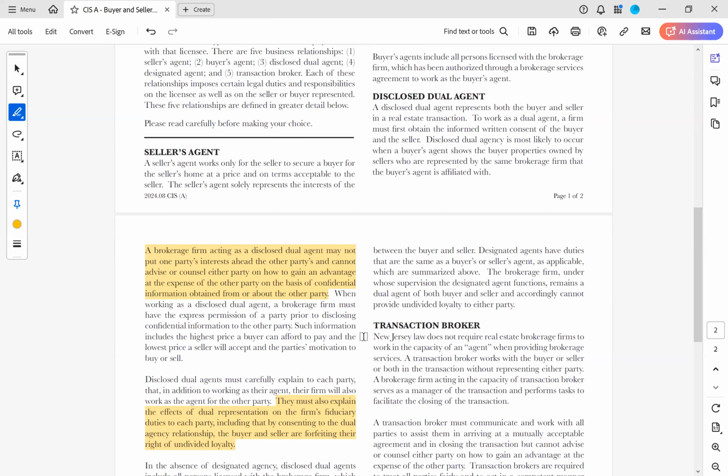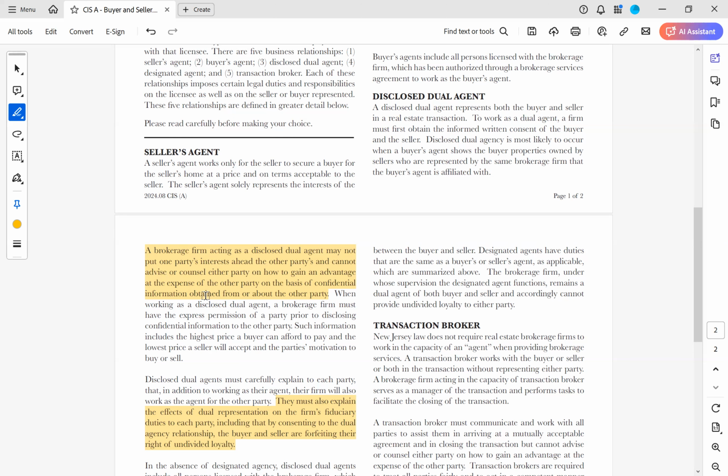Now, acting as a disclosed dual agent, the brokerage firm acting as disclosed dual agent may not put one party's interest ahead of the other party's and cannot advise or counsel either party on how to gain an advantage at the expense of the other party on the basis of confidential information obtained from or about the other party. Guys, as a disclosed dual agent, it is the brokerage firm that is acting as a dual agent. Please keep that in mind. It is not an individual agent.